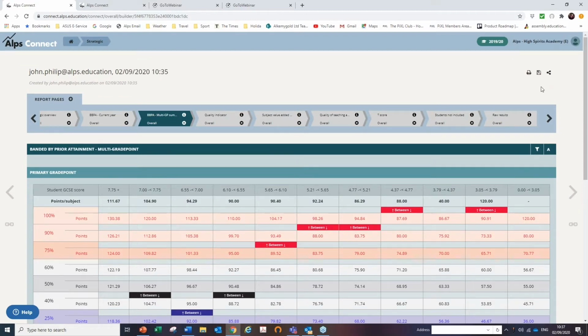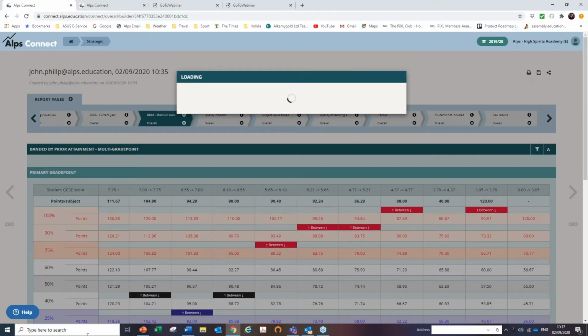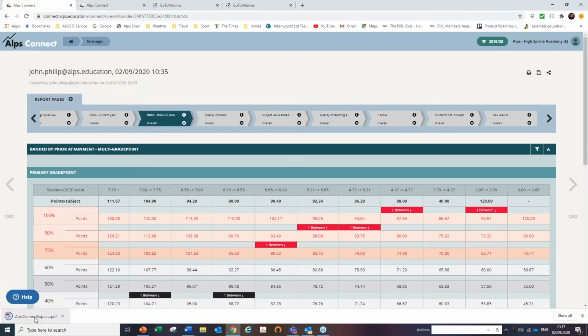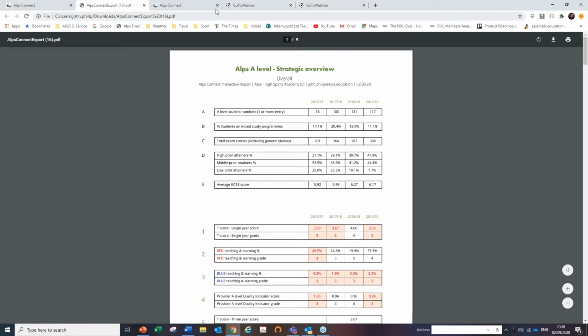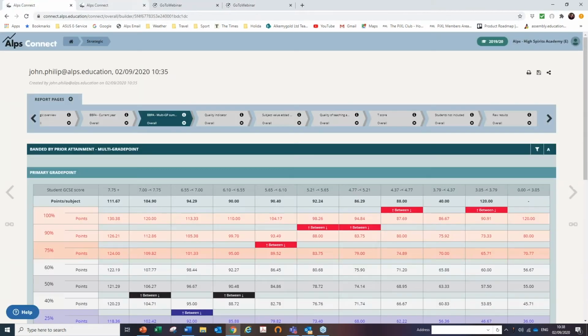Well, if this were results day, I would either want to print this report or turn it into a PDF. That is really simple to do. You click and it whirs round for a second, and at the bottom of the screen it then appears, and bingo, you've got your ALPS summary report, which I'm now going to close down because I'm just demonstrating how to do it. On the other hand, you can save it and then share it. So having run it, save it, and then go to share and share it with all your other users in your school of Connect Interactive.